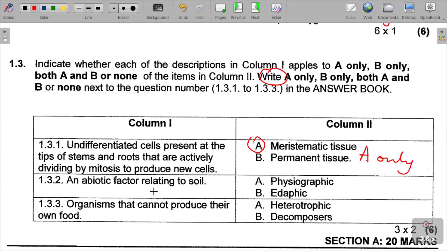An abiotic factor relating to soil. An abiotic factor relating to soil, it's called what? It's called edaphic, which is B only.